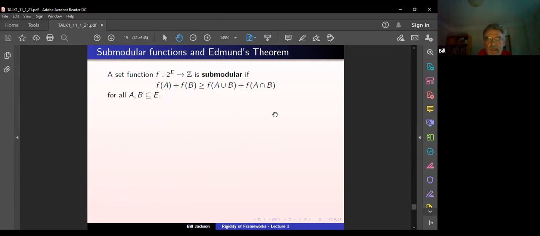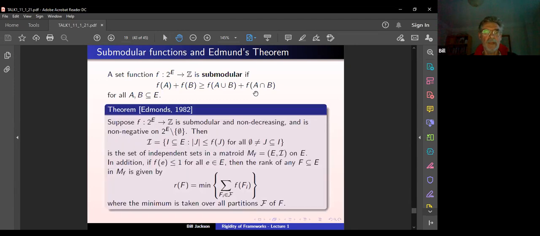So to finish, I'd like to state Jack Edmonds' theorem. A fundamental property of matroids is that the rank function is a submodular function. More generally, a set function f which maps the subsets of a set E into the integers is submodular if for any two subsets A and B, f of A plus f of B is at least f of the union plus f of the intersection. And Jack Edmonds' theorem tells us that we can use submodular functions to produce matroids, and tells us what the rank function of these matroids are.